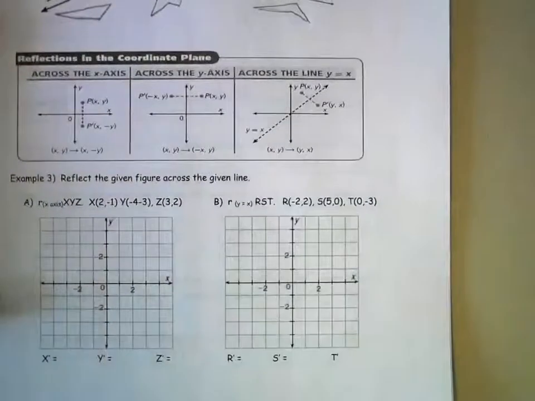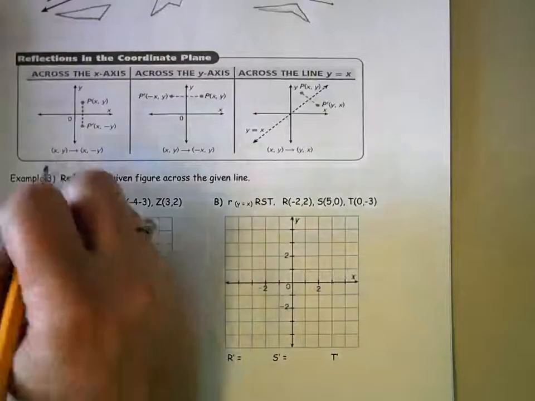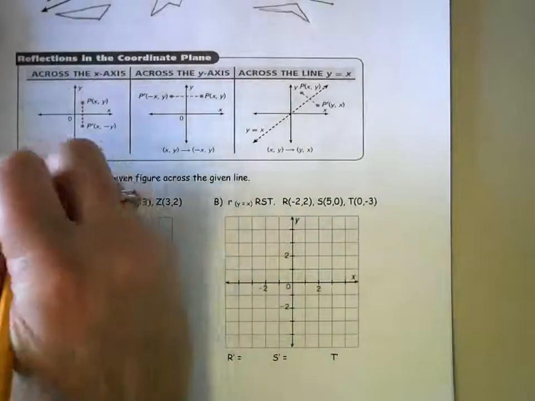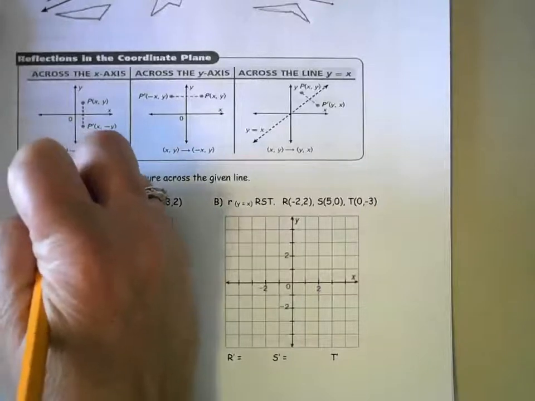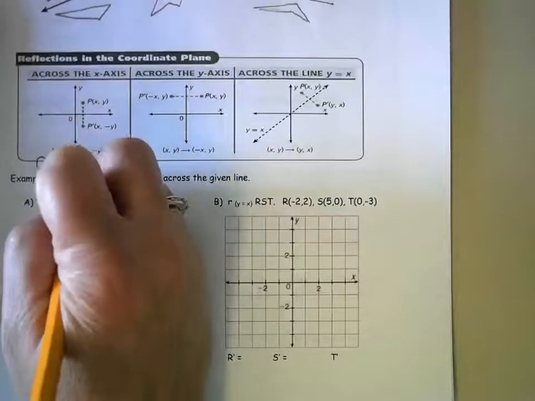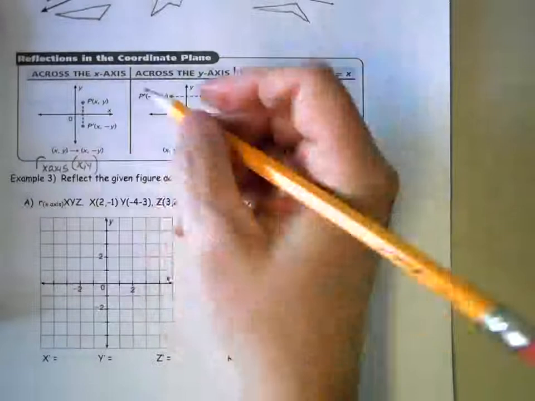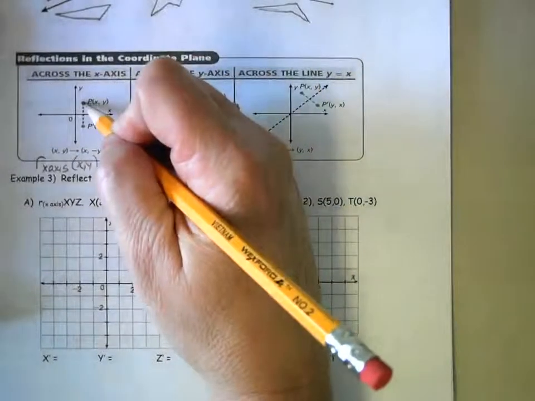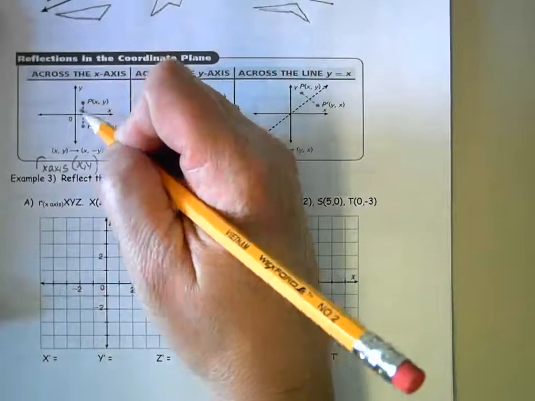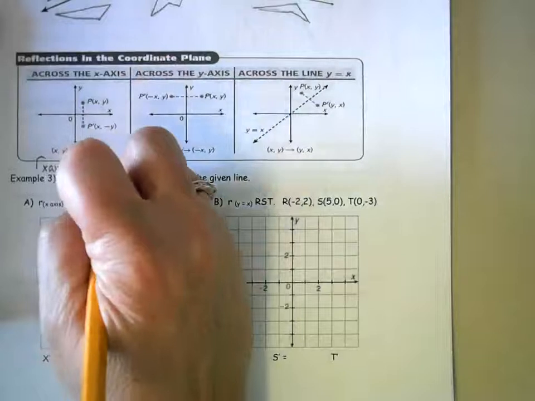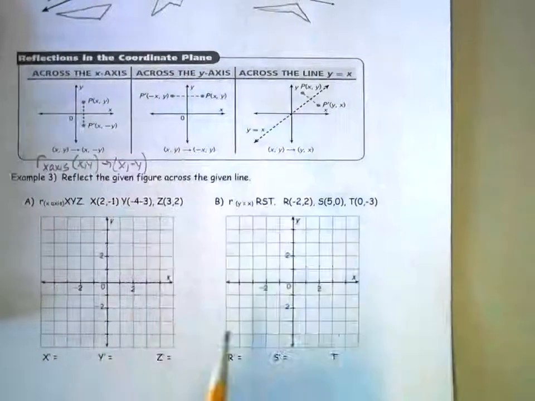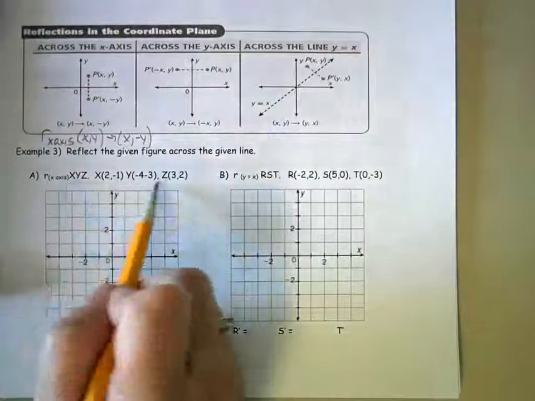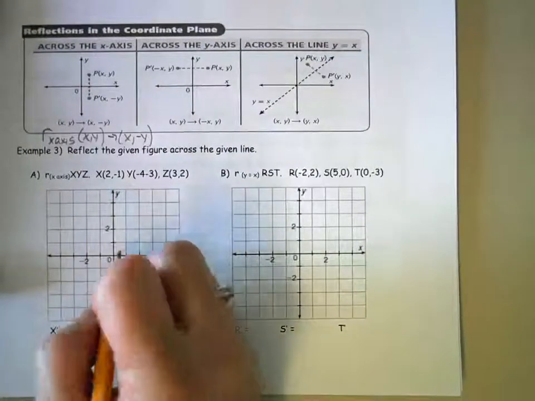On our coordinate plane, we have three different reflections that we're going to do. If you reflect across your x-axis, it's going to be written like this. You're going to take the point (x, y), and if you start up here and reflect over your x-axis, it's going to come down here. So that's going to become (x, negative y). And that's the first example we have.